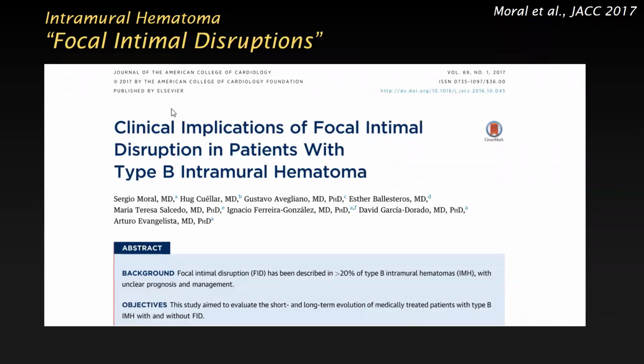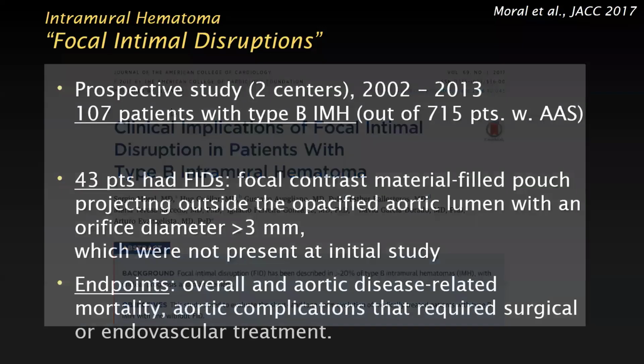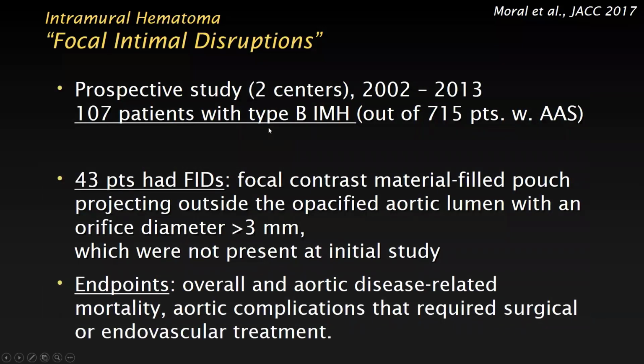So I think the best paper that has been published recently that really looked in more detail at these focal intima disruptions is from Arturo Evangelista's group. He is from Barcelona in Spain, and the other half of the co-authors are from Argentina. The reason why this paper is really good is that it's a prospective study. They managed to prospectively enroll 107 patients with type B IMH out of 700 acute aortic syndromes over more than 10 years. That's really quite an accomplishment.